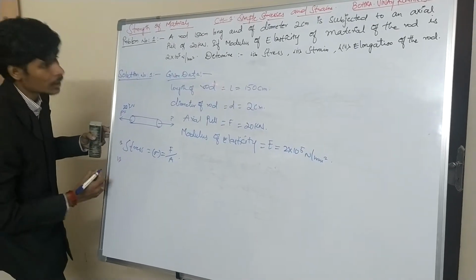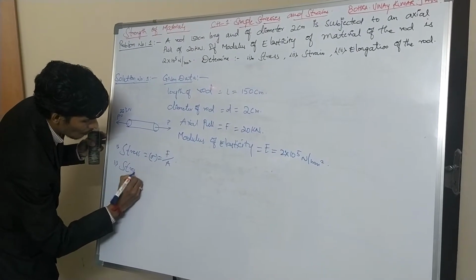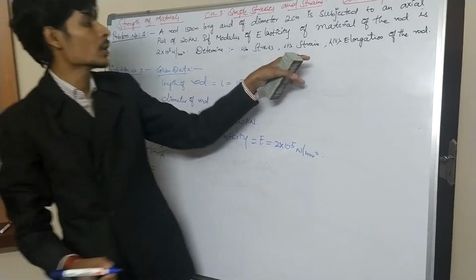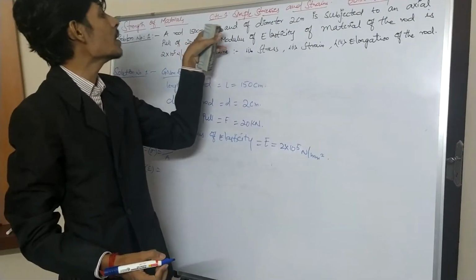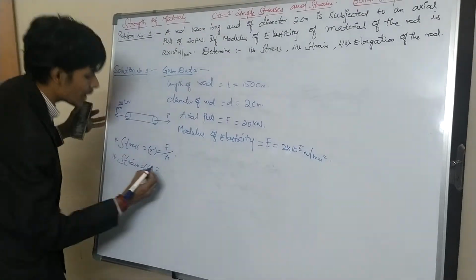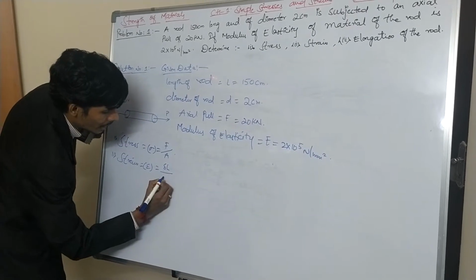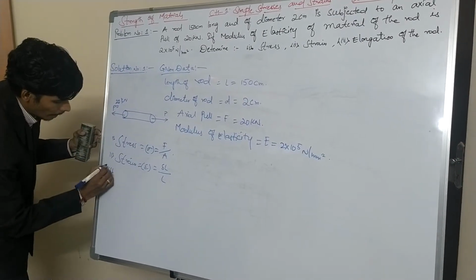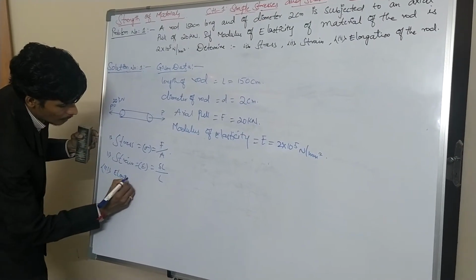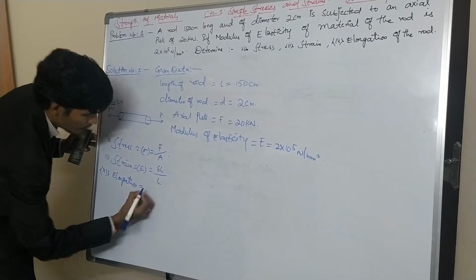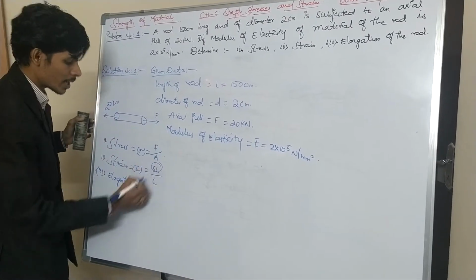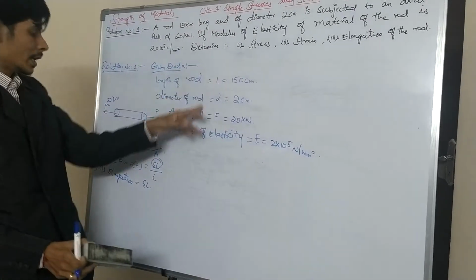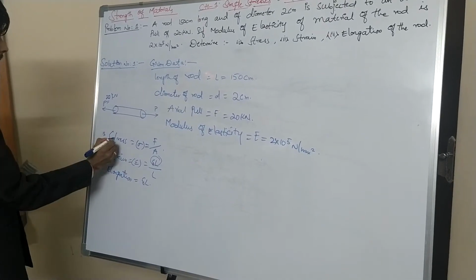And the second one is strain. Strain can be denoted by epsilon. What is strain? We know that the given rod is 150 centimeter long, that is the length. So strain is change in length by original length, which you can denote by delta L by L. And the third one he asks to calculate is elongation. Elongation is nothing but the change in length, that is delta L.